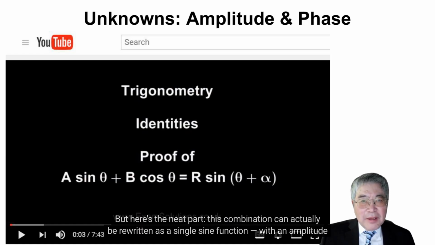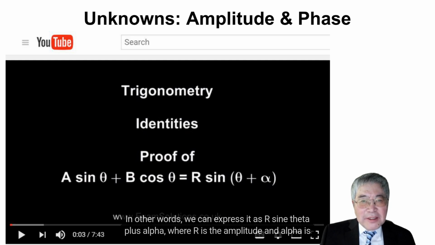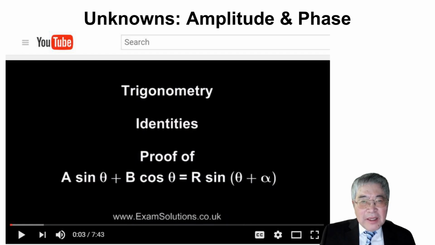But here's the neat part. This combination can actually be rewritten as a single sine function with an amplitude and a phase shift. In other words, we can express it as r sin(theta + alpha), where r is the amplitude and alpha is the phase. This identity is not just useful, it's powerful.